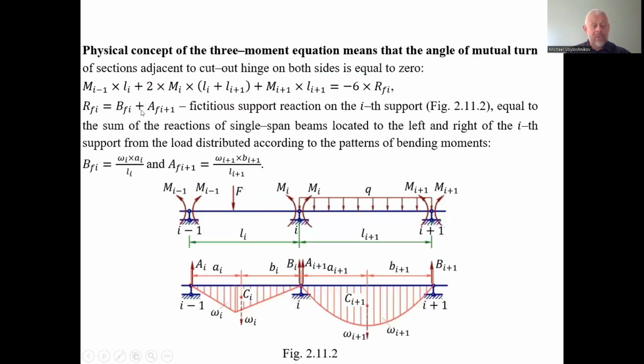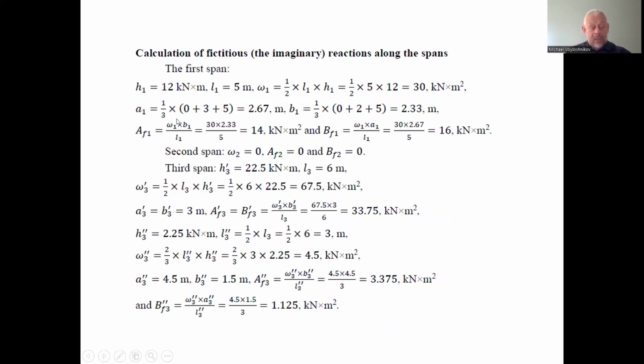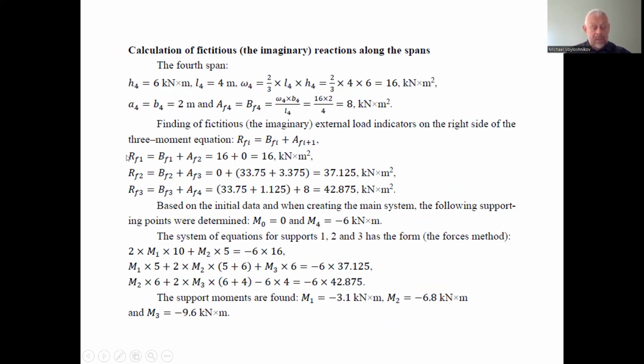This one formula we use, and we can determine that assumed or fictitious external load indicator for the first hinge installed to separate the first and second spans of the continuous beam, making the main system of the continuous beam statically definable. Installing the hinge, we get the statically definable main system corresponding to the continuous beam.